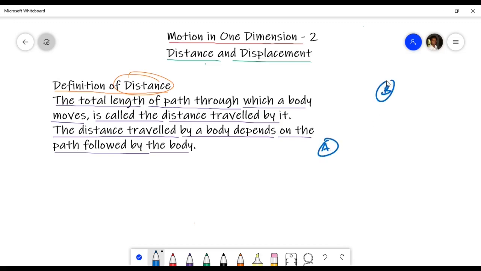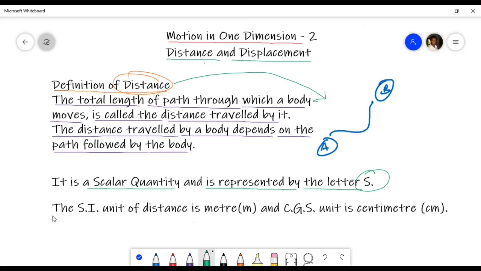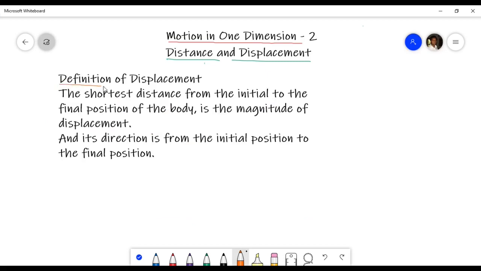Like I will show the illustration again. Point A is the initial position and point B is the final position, and here you can see that the distance traveled by the body depends on the path followed by the body, right? It's not the straight path. And you also remember that distance is a scalar quantity and is represented by letter S. The SI unit of distance is meter, represented by small letter m, and CGS unit is centimeter, represented by lowercase cm.